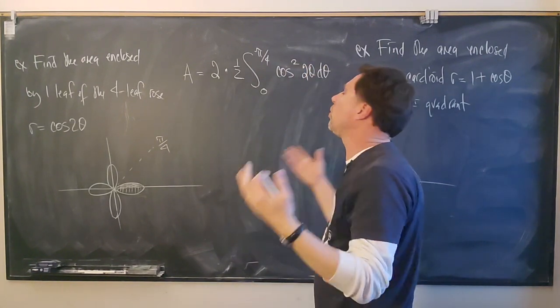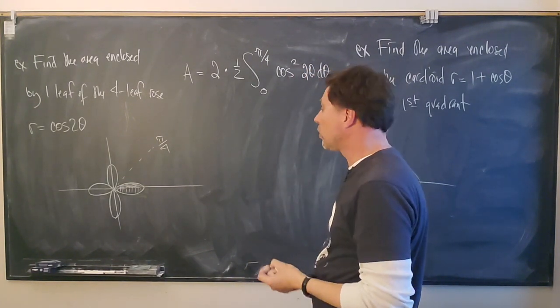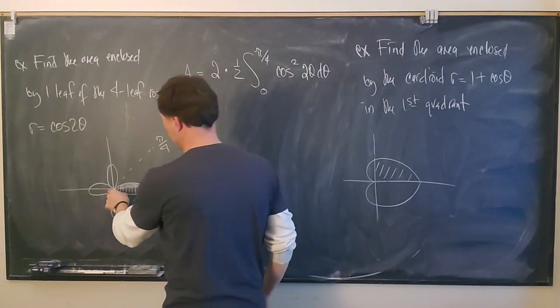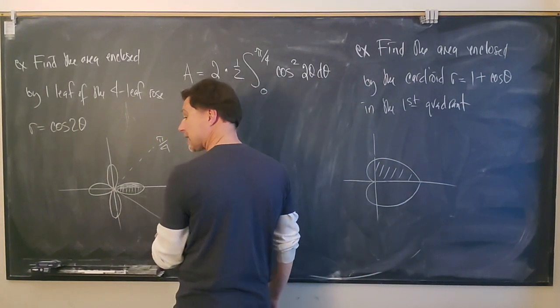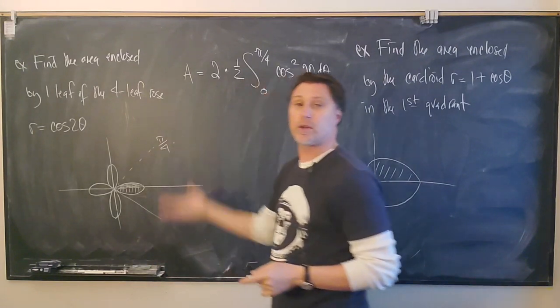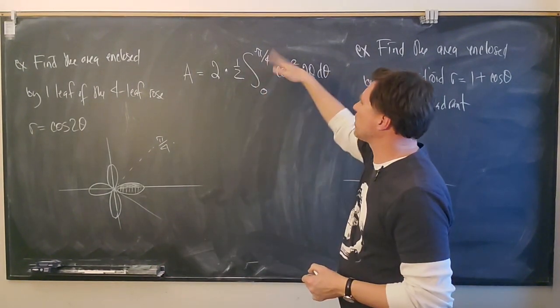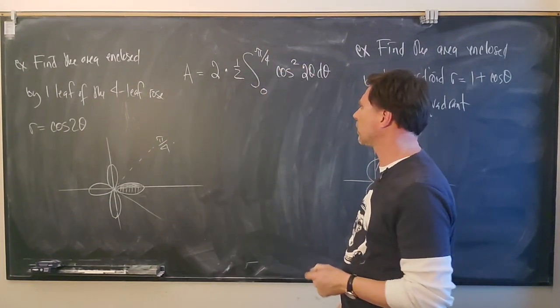If you want, you don't have to use symmetry. One way to do this would be to go from minus pi over 4 to positive pi over 4. That would give you the whole thing. But oftentimes, symmetry makes the computation a little bit simpler.